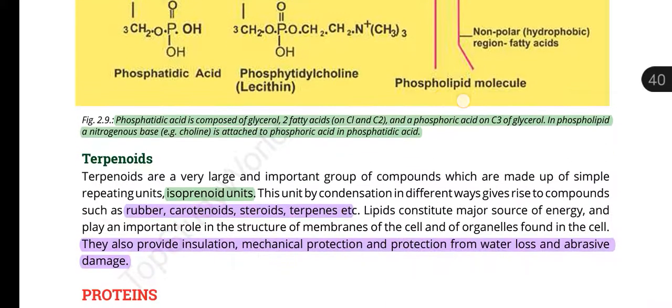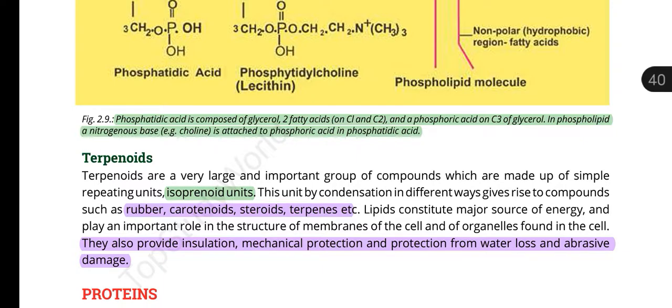So the next topic is terpenoids. These are very simple. Rubber, carotenoids, steroids, and terpenes are all terpenoids, and they are made up of units called isoprenoids. They are complex molecules that form different sorts of natural rubbers and different types of steroid hormones. These are more complex compounds than all the other types of lipids.